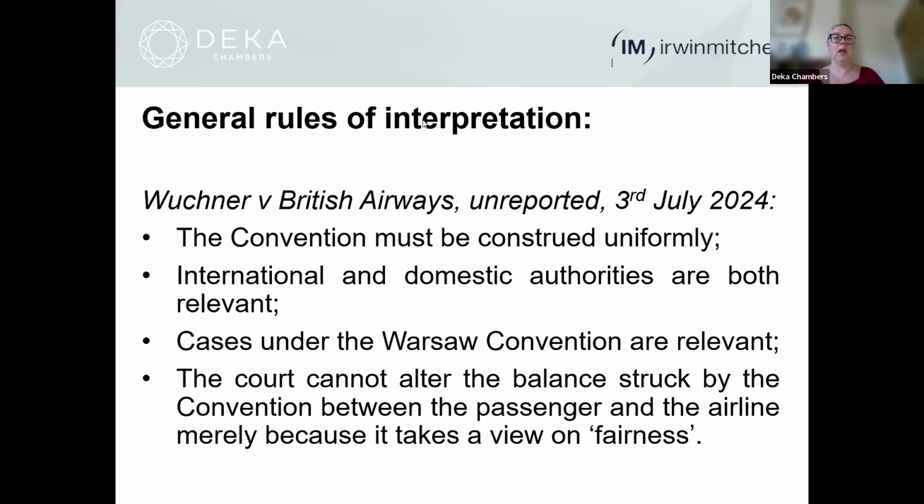Got a question? Excellent. Can airlines successfully assert an Article 21.2 defence these days? I will be answering that later. So hold that thought. I will come on to that.